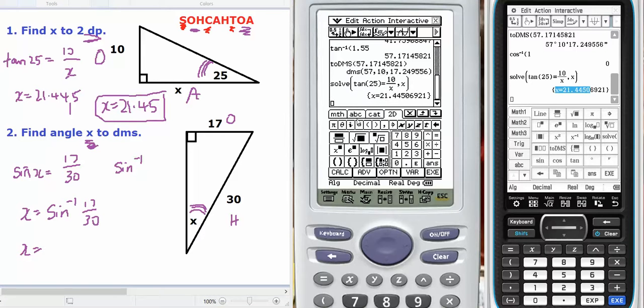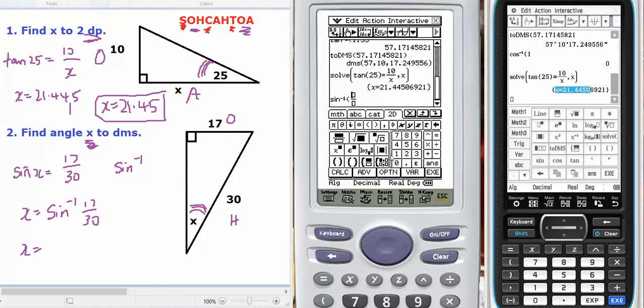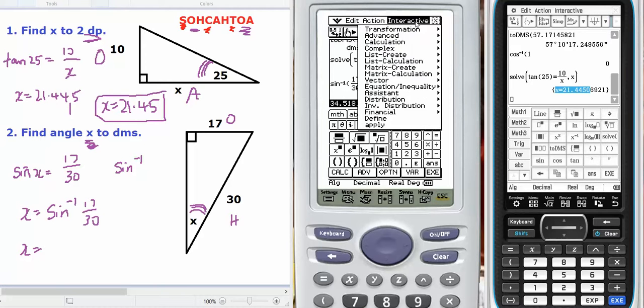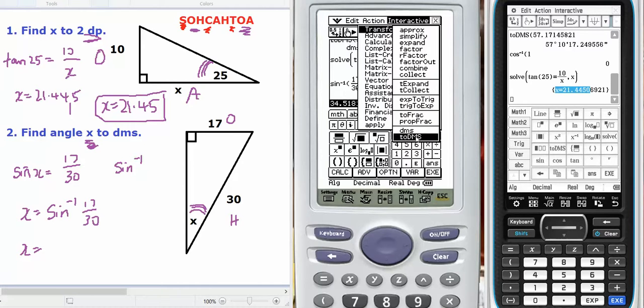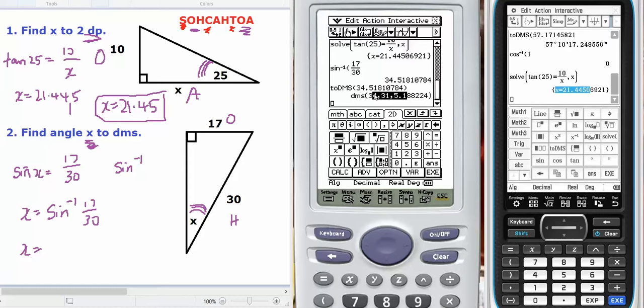So on the ClassPad 300, I go to math. I'm looking for the inverse sine of 2D fraction 17 over 30. I press my answer, take this answer, I put it into a new line, I select it, interactive, transformation, to degrees, minutes, seconds, and my answer is 34 degrees, 31 minutes and 5.1, so that stays at 5.